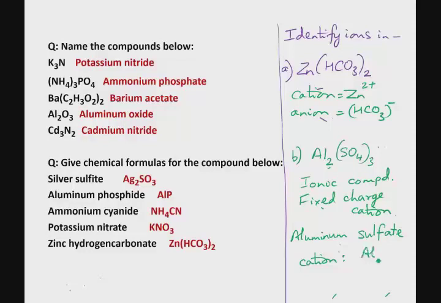Is that correct? No, it's not, because Al does not give me the ion, it only gives the atom. So I must give the charge. And the anion is the sulfate anion. Once again, without the charge, it's not an ion. You have to make it very specific.